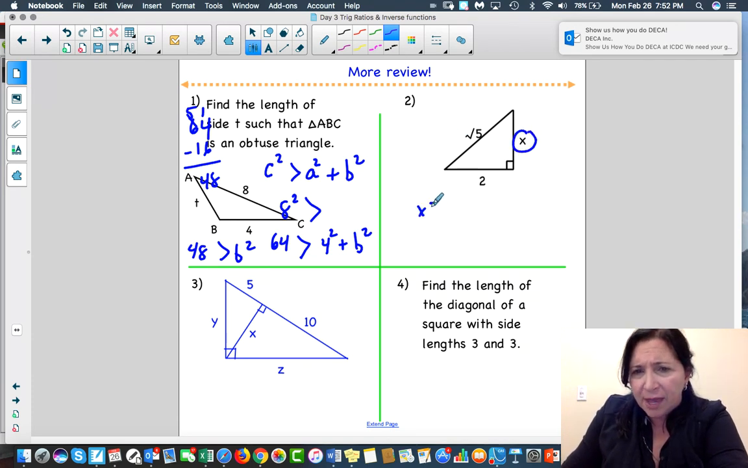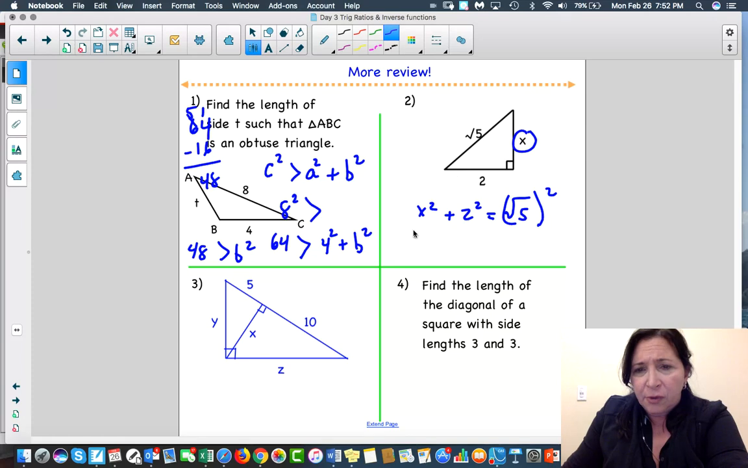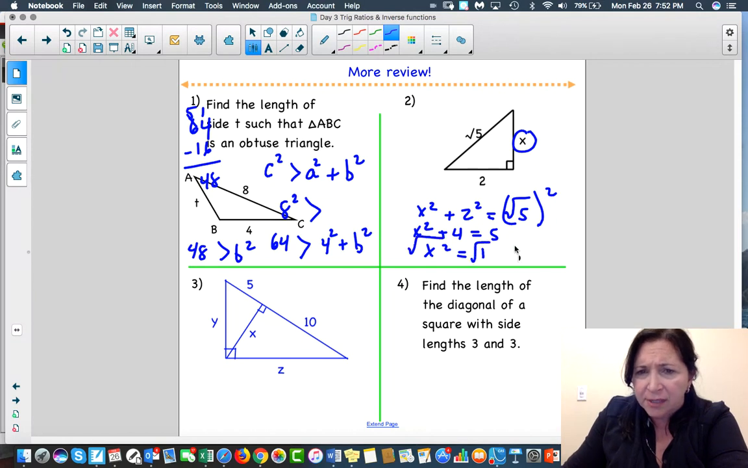Okay. Next, we have this value where we're trying to find x. So we have x squared plus 2 squared is equal to the square root of 5 squared. So we have x squared plus 4 is equal to 5. We have x squared equals 1. We're going to square root both sides, and we've got x is equal to 1.